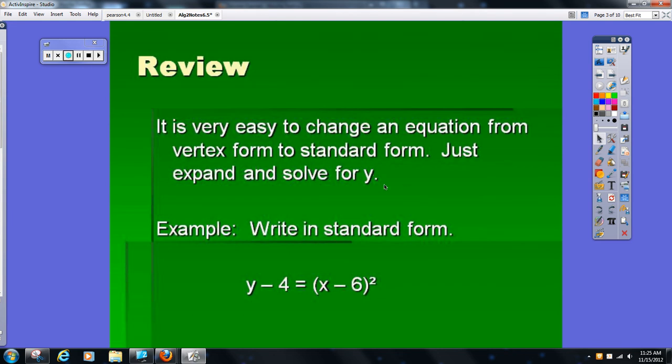Here's our view. It's very easy to go from vertex form to standard form because all you have to do is expand. Okay? So we're going to take y minus 4 equals, and this will be x squared minus 12x plus 36. I did the shortcut that we've been talking about, but you could go ahead and multiply x minus 6, and double distribute if that makes you feel better. Okay? Add 4 to both sides, and standard form is, I'll write it over here, y equals x squared minus 12x plus 40. That's very easy to do.